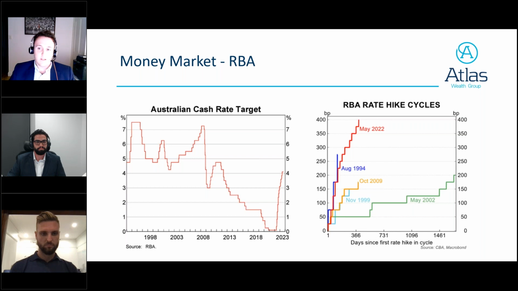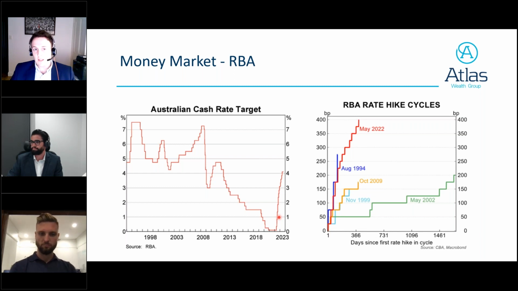we can see here on the left-hand side just where we're at in the cycle. You can see quite an aggressive hiking starting from May last year, starting at that 0.10 coming out of COVID, and now we're seeing 4.1. The RBA has paused for the last couple of months as it starts to digest some of that data that's been flowing through with the economy slowing, but it gives us a bit of a visual around how aggressive this tightening cycle has been.